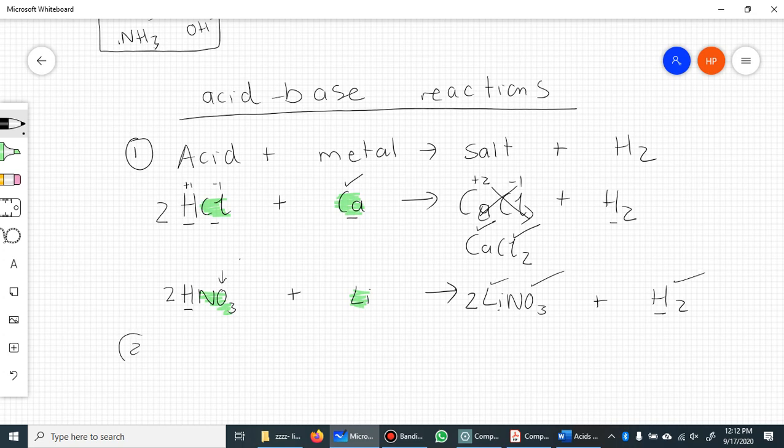Okay, then we go to rule number 2. Rule number 2 says an acid plus a metal oxide gives me a salt. And you can imagine there's more than just a metal here. There's now an extra little oxygen. And that extra little oxygen combines with the hydrogen and forms water in this example.